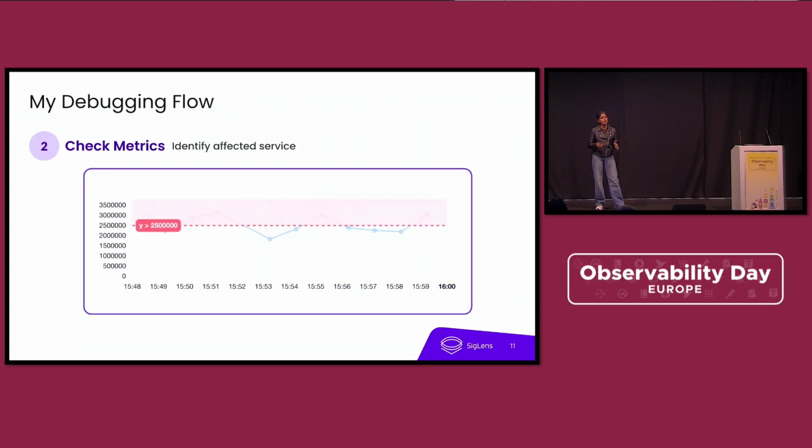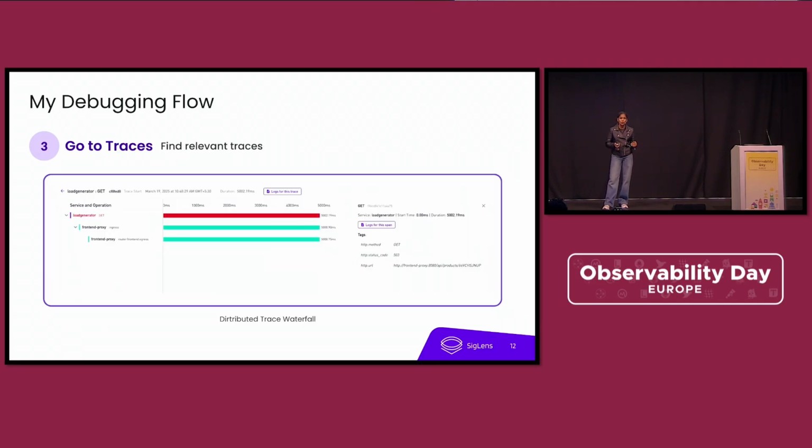Next, I will look at the metrics for any anomalies. This will help me identify an affected service. I will look for a certain spike, drop, or a pattern change. Metrics help me find where, but not why. Next, we look at the relevant traces. So we now have the service name. We will look for the traces which have that service during the time of error. Traces give us full visibility of where things are happening and what the root cause is.